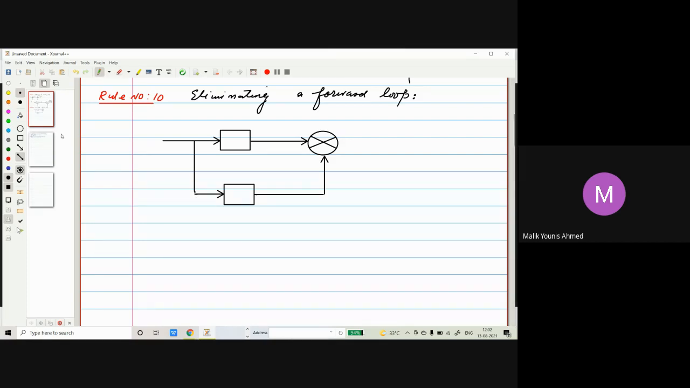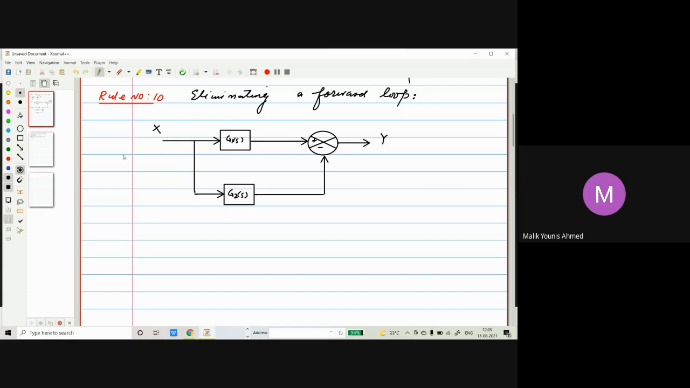Now let's say the input here is X. We have to eliminate this forward loop. And this we know, this is the first transfer function G1 of S. This is the second transfer function G2 of S. And this is plus minus. This is a forward loop going towards this summing point, and the output signal, let's say, is y.